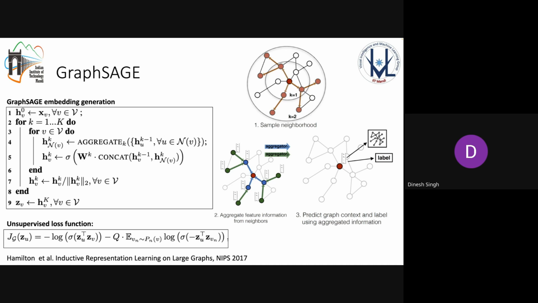Right. I think this is not. This is some parameters. So Q is the parameters. So you can use that. Some kind of hyperparameters you can use.